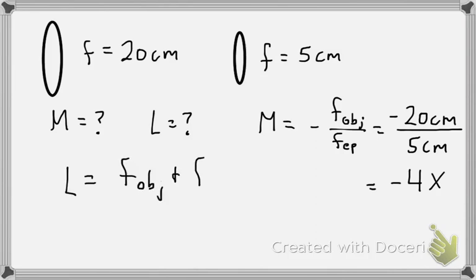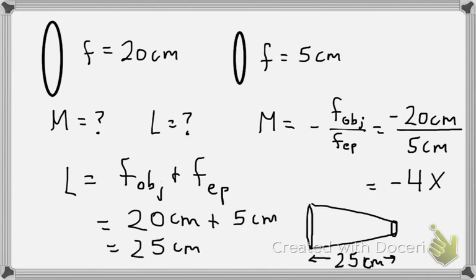The length of the telescope is the sum of the focal lengths of the lenses, so that's 20 plus 5 equals 25. So with these two lenses you can build your telescope by setting up the two lenses a distance of 25 centimeters from each other and using the 20 as the objective side of the telescope.